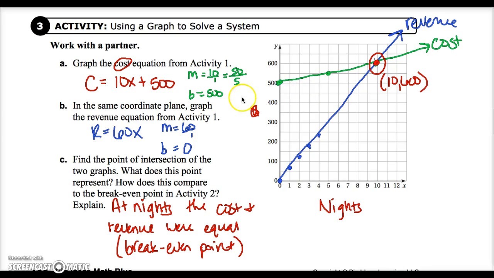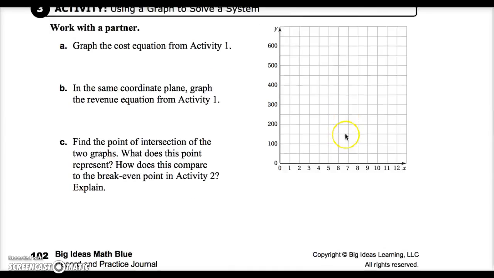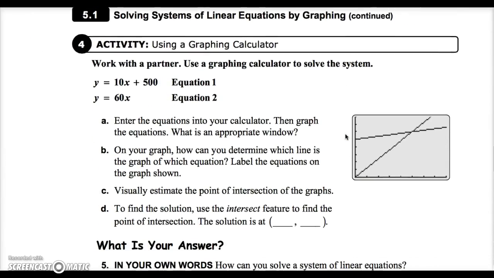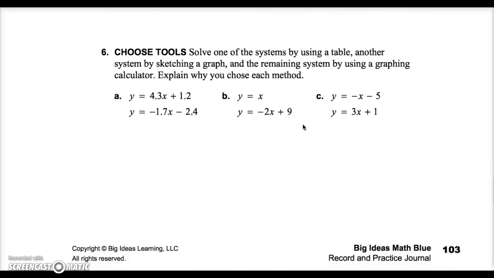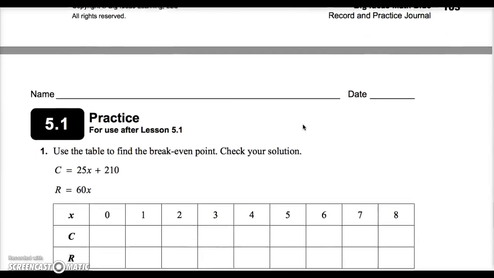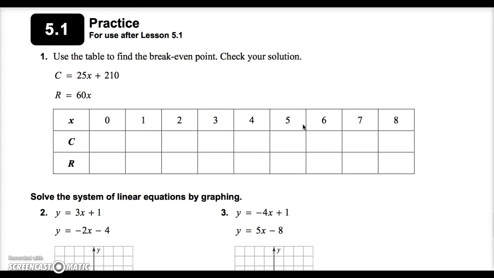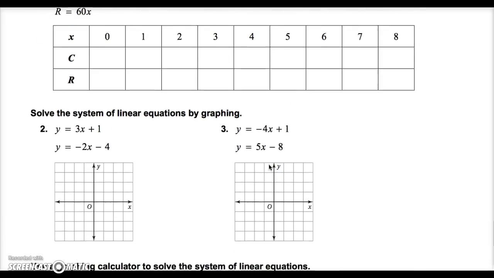Okay, so whenever we are graphing, if you graph two lines, really what you're looking for is where they intersect each other. And that's going to be the answer to that system of equations. Now, moving on, we are going to actually skip activity 4. We're not going to get the graphing calculators out. We're going to jump over to page 104, where it says 5.1 practice at the top. And we're going to come down.